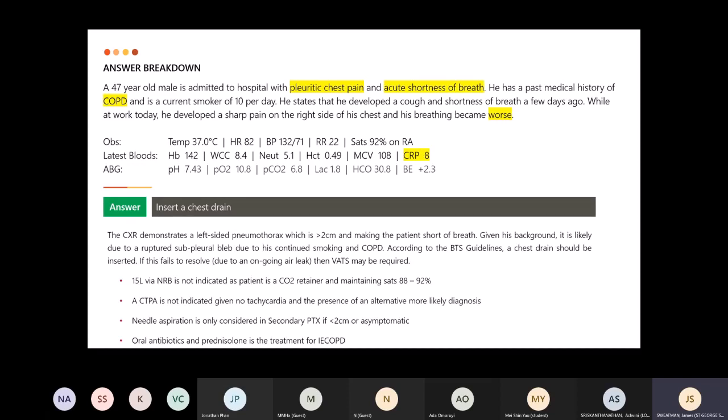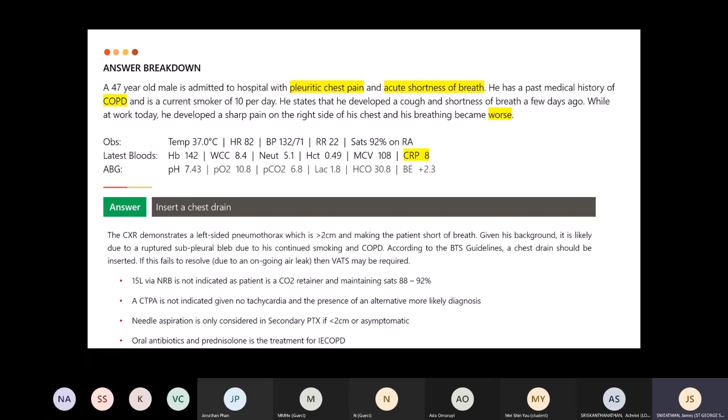We haven't measured it, but we can be pretty sure it's more than 2 centimeters, and it's making the patient short of breath. So given the fact he's got COPD, it's likely that he had a subpleural bleb, which is like a little cyst of air that can burst and then causes a spontaneous pneumothorax due to his smoking and his COPD. So according to BTS guidelines, we should put a chest drain in. And if that doesn't work, then he might need to have a VATS.